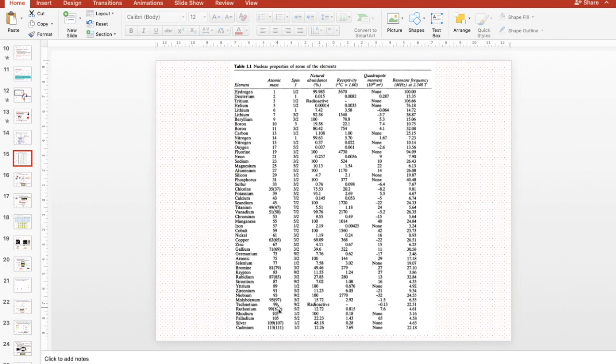Here is a table which gives the nuclear properties of some of the elements. As you can see, the spin is given in the second column. The spin can be a minimum of a half in the case of hydrogen and a few other atomic nuclei, and the spin can be a maximum of 9/2 in the case of krypton, strontium, and so on.